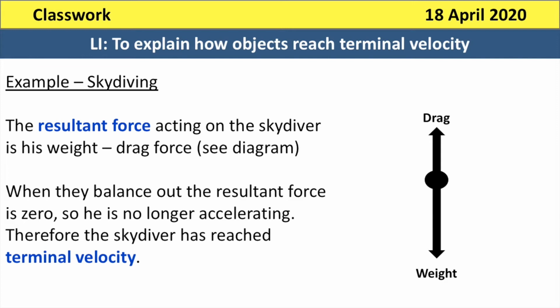When they balance out, the resultant force is zero, so he is no longer accelerating, and therefore we say that the skydiver has reached terminal velocity.